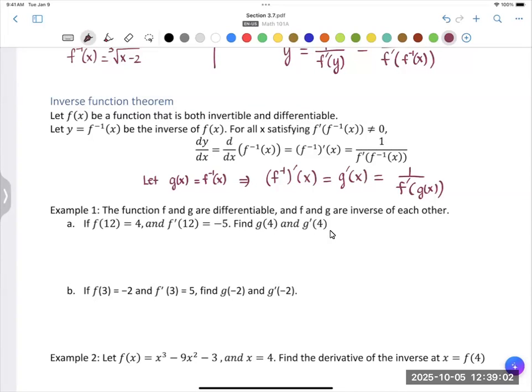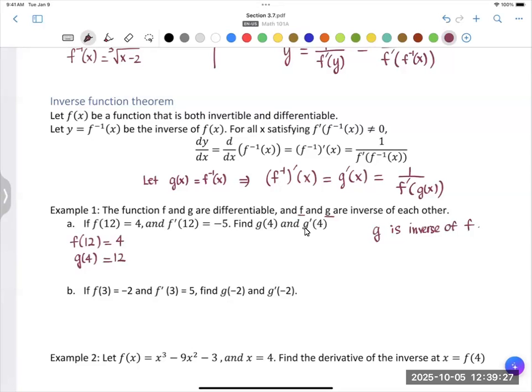Okay, so what is g of 4? g is the inverse of f. So it means f of 12 equals 4, which means g of 4 will be 12, because inverse is the interchanging between x and y. So f of 12 is 4, then g of 4 will be 12.